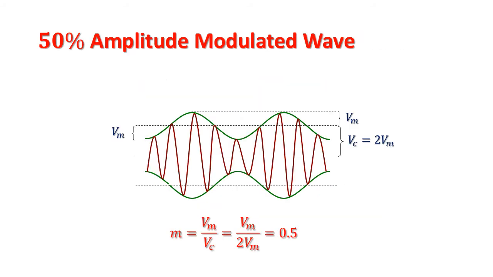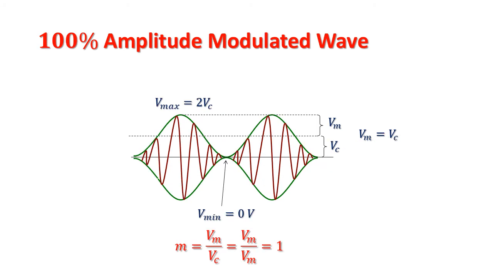The figure shows an AM double sideband full carrier wave with 50% modulation. Notice that for a 50% modulation, the peak amplitude of the unmodulated carrier voltage is twice the peak change in the amplitude of the output waveform voltage.